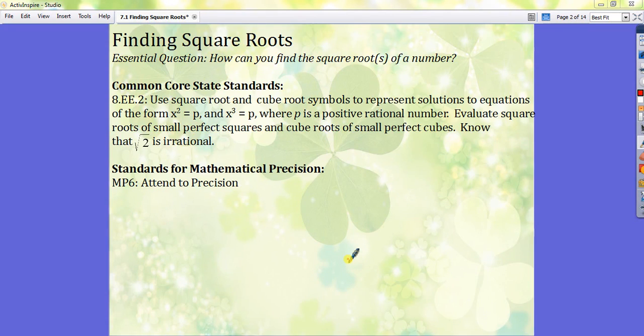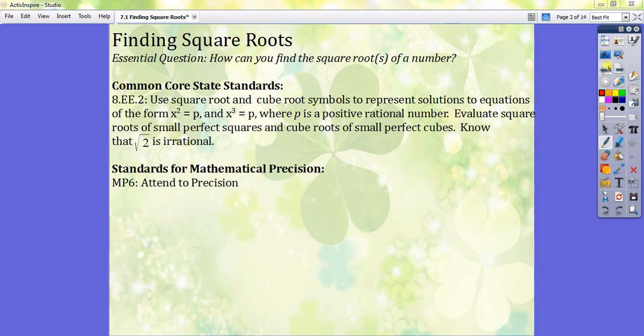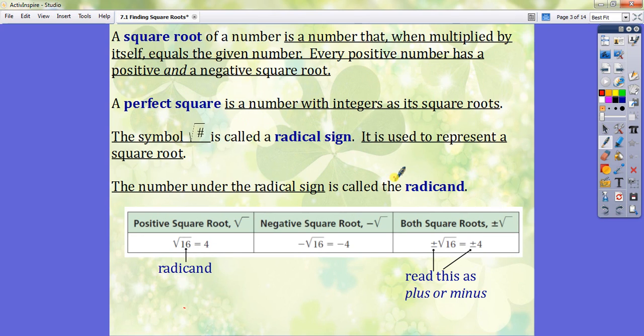So today we're starting a new chapter that will explore the Pythagorean theorem, but before we can start using the Pythagorean theorem, we need to make sure we are experts at both square roots and cube roots. So today's lesson is all about finding the square root of a number. So with a new chapter comes new vocabulary.